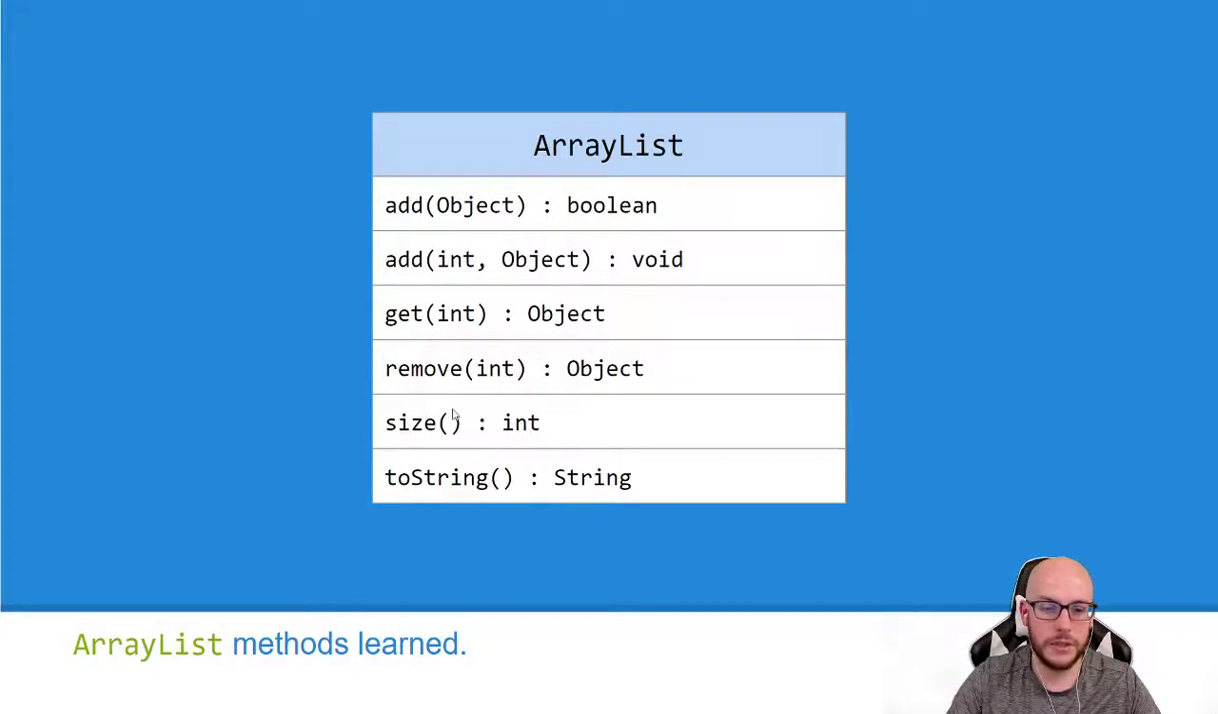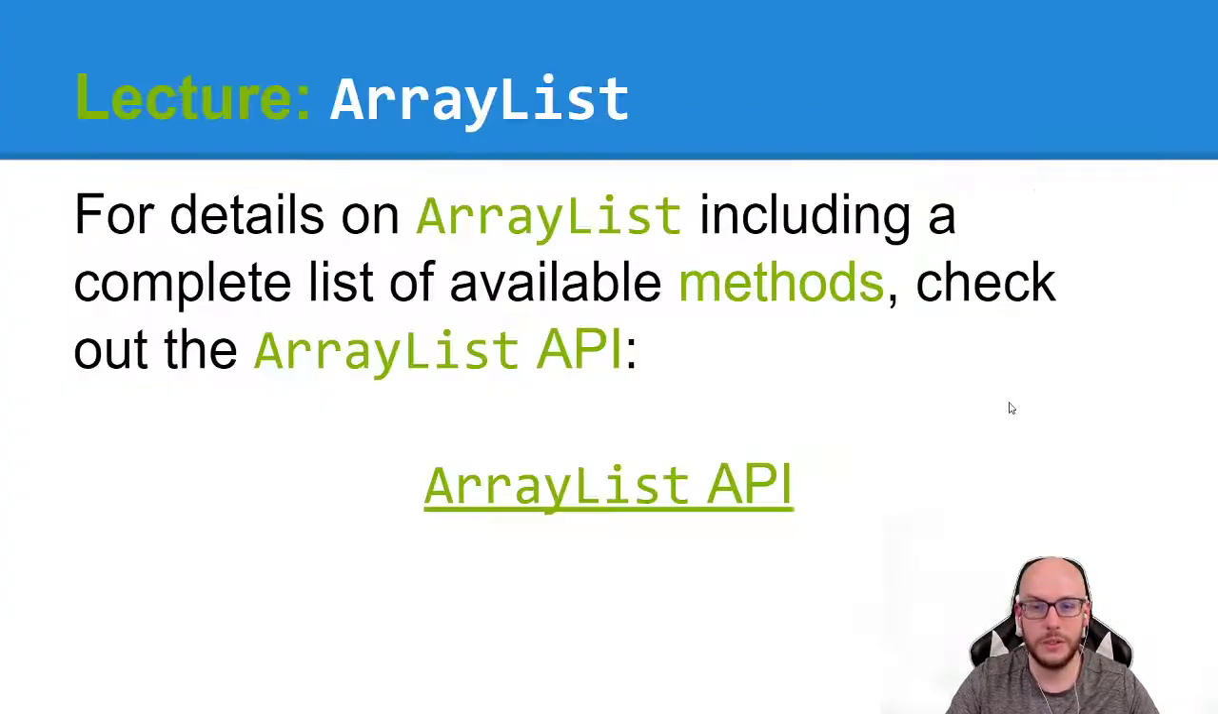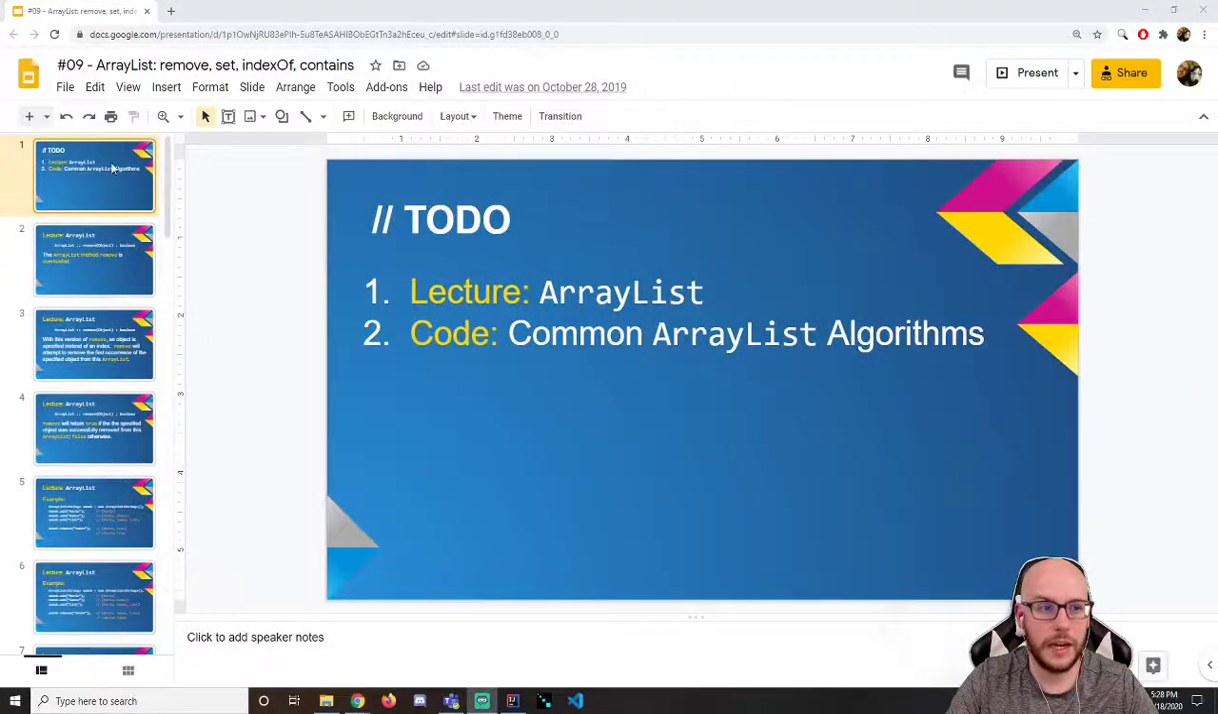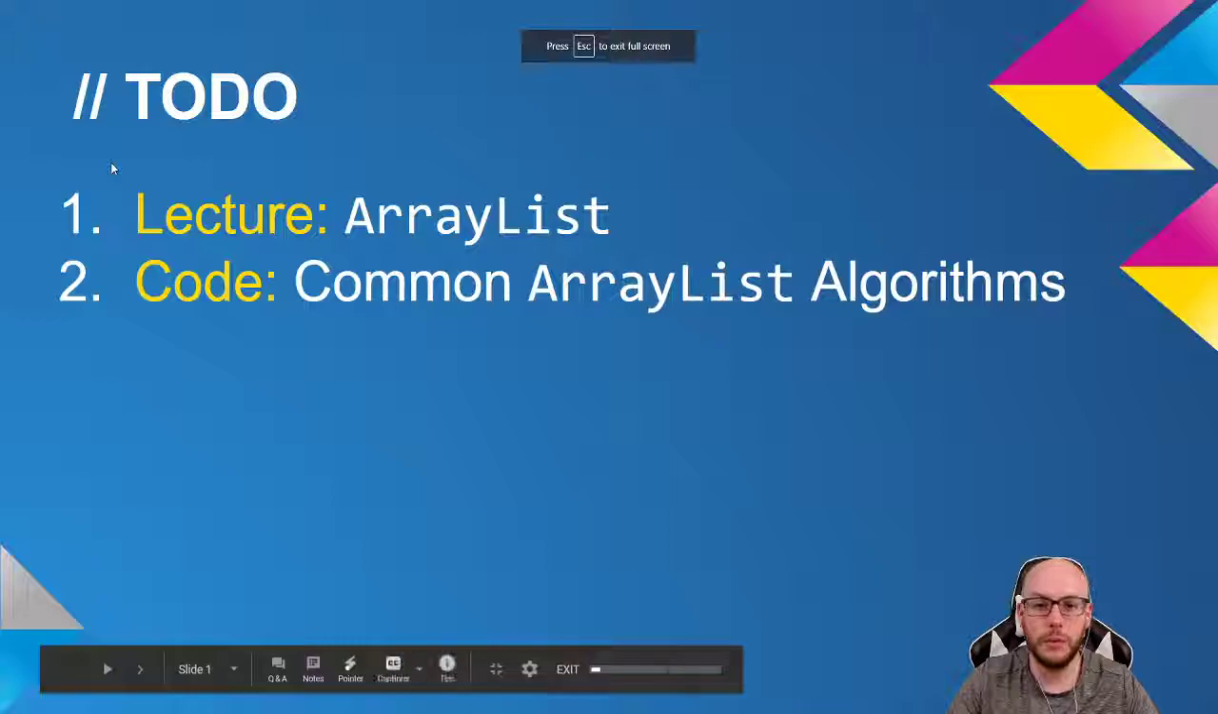Of note, remove returns the object that it does remove. We have size, which is effectively just length for the array list. And then we have a toString. We legit have a toString that'll show us the contents of our array list, and that is super nice, so we don't have to code that. Okay, so with that in mind, we're going to pick up there, learning a few more methods out of the ArrayList class, and then we'll actually start doing some ArrayList stuff.